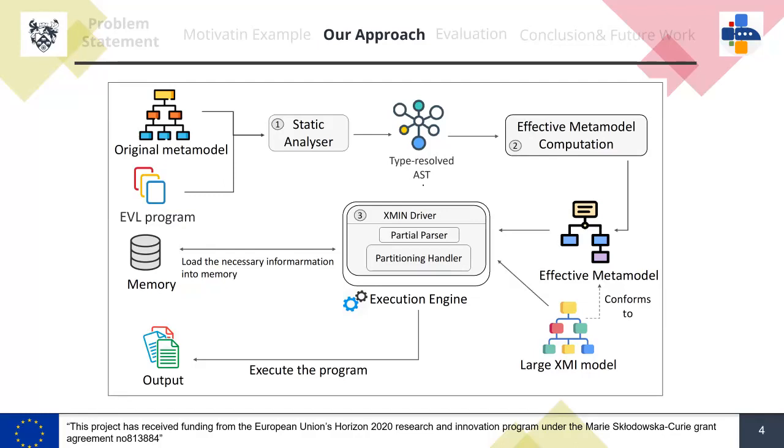Using this information in the execution engine, we use a partial parser. Instead of loading the whole model into memory, the partial parser uses this information and just loads the information that is necessary for the program. And then in the partitioning handler, we add a feature to the execution engine to dispose of information when it is not needed anymore, and then execute the program using this information. I will go through this approach step by step.